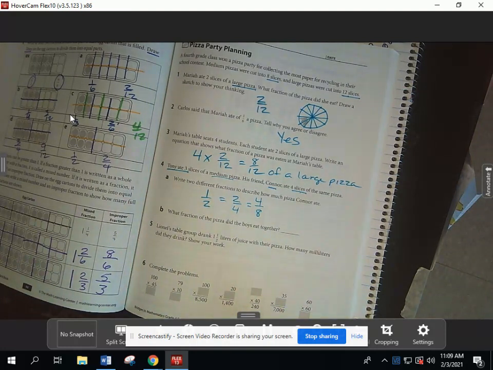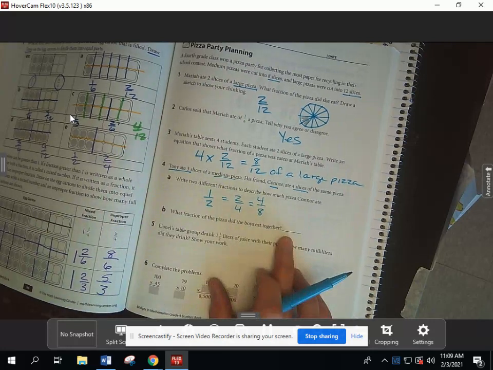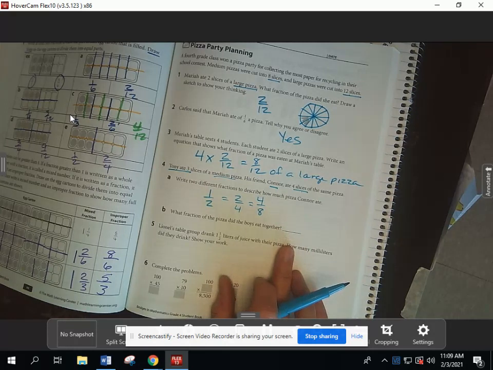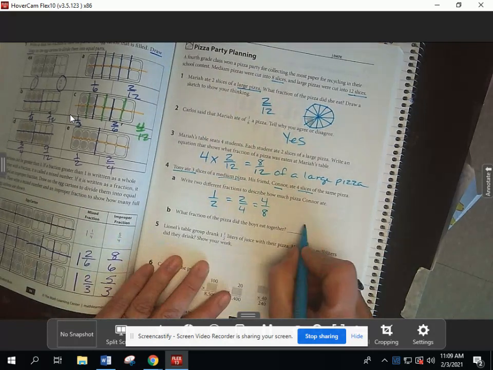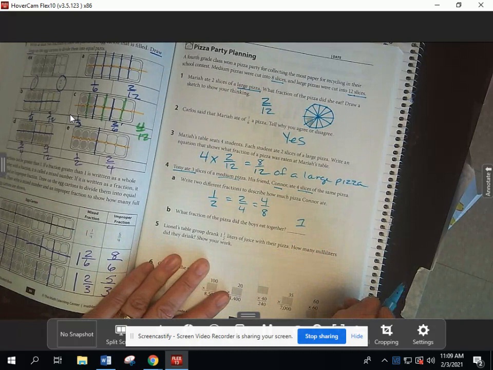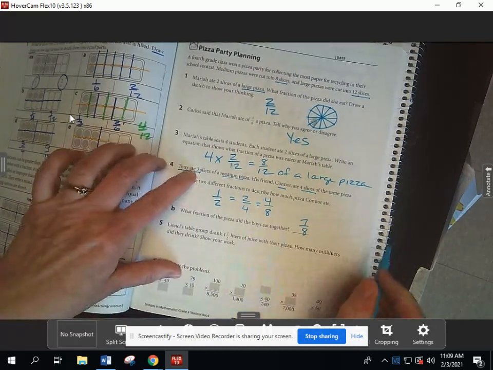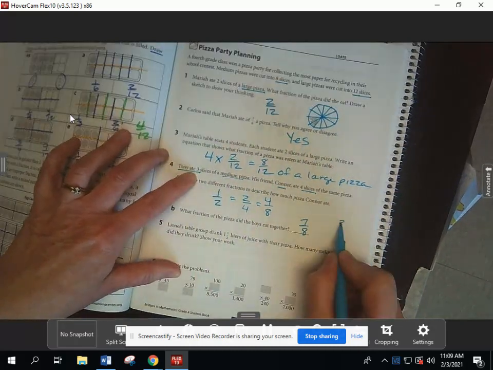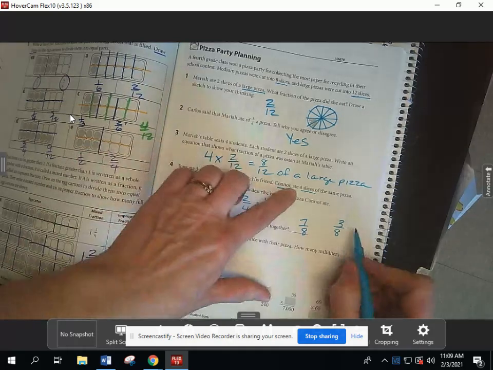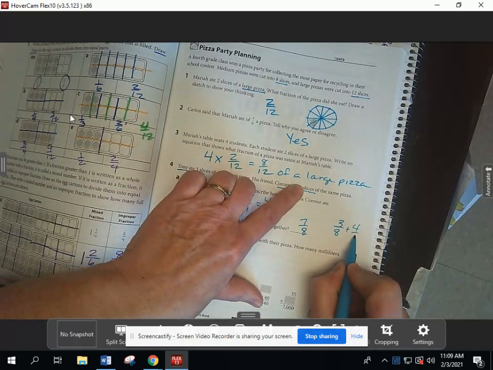Oh, I was just distracted. Can you please tell me the answer to letter B again? What is it? What fraction of the pizza did the boys eat, everybody? 7/8. That's because Tony had 3/8 and Connor had 4/8.